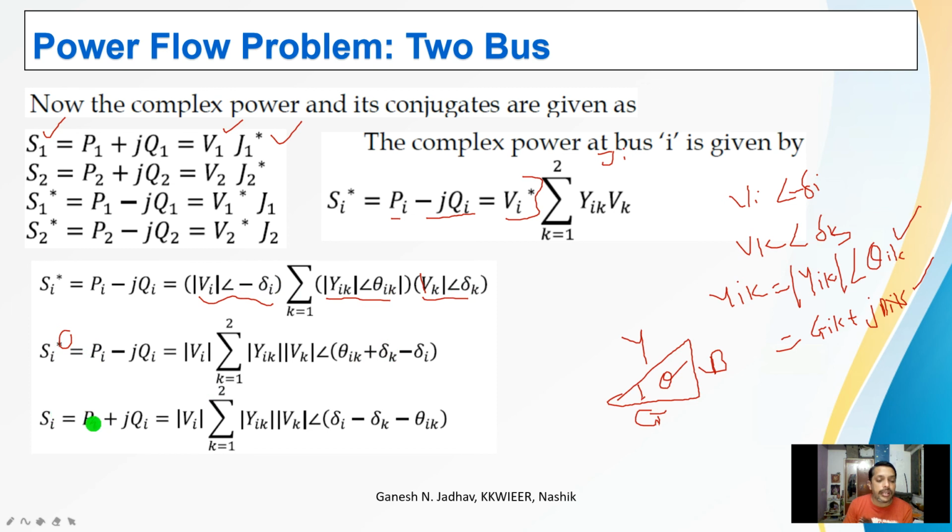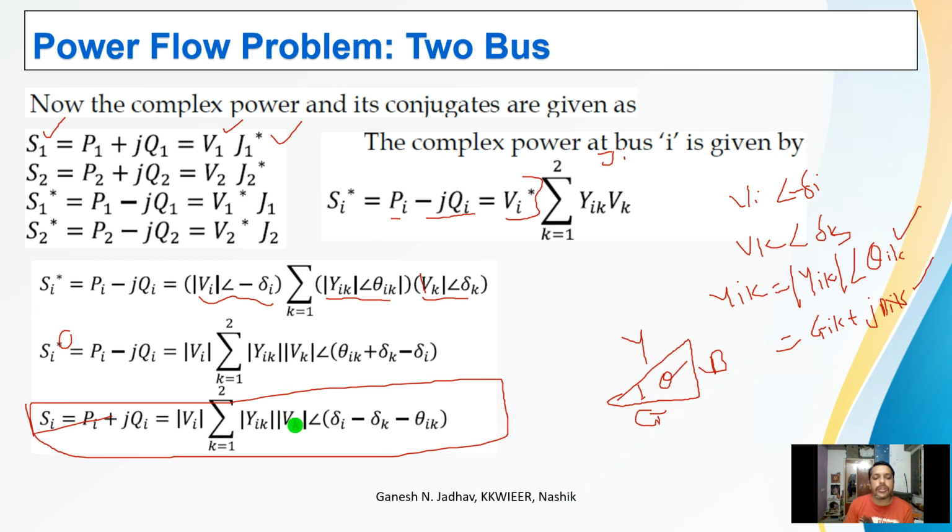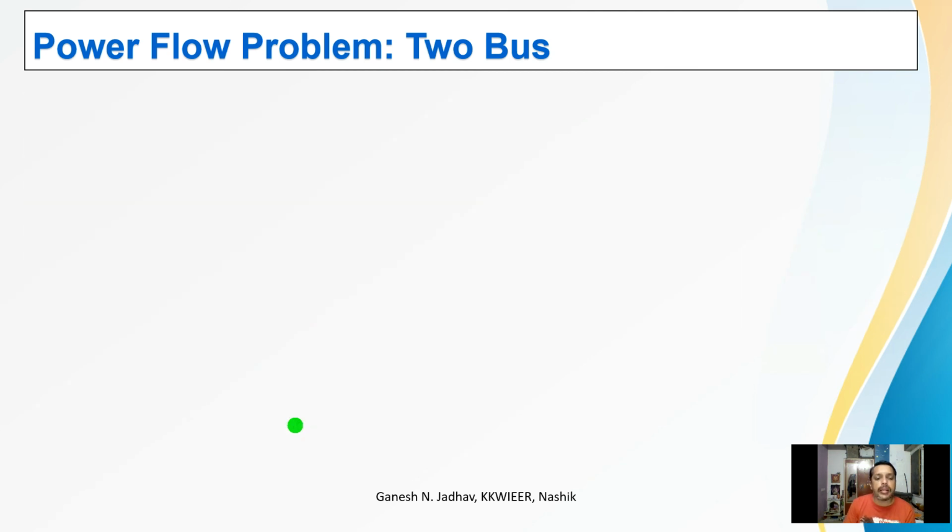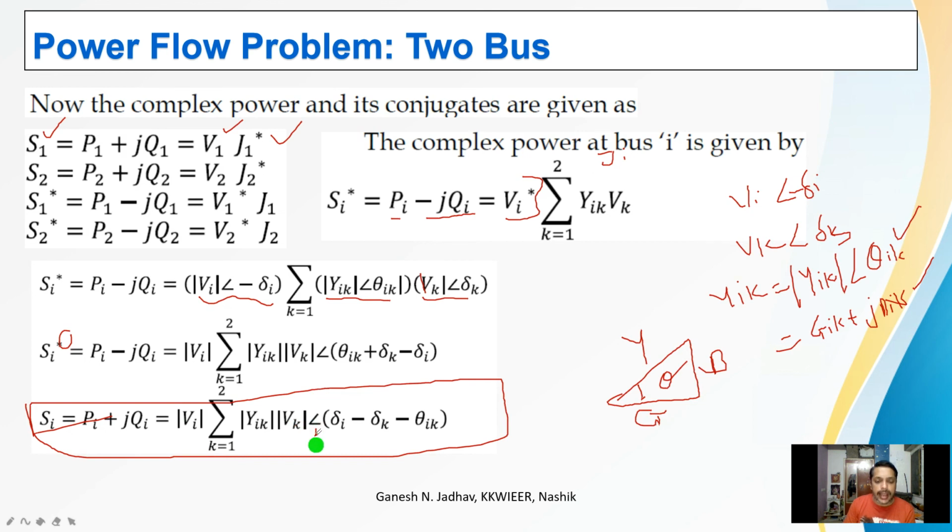Suppose the conjugate is removed, then it will become P plus jQ. So the angle will be reversed. Now delta i will become positive, delta k will become negative, and theta ik will become negative. So this is my power flow equation, I am telling about the two bus system. How can we write it if I separate the real term and imaginary term? Suppose this angle is replaced by cosine, then that will become a real term. And suppose this angle is replaced by sine, then that will become an imaginary term.